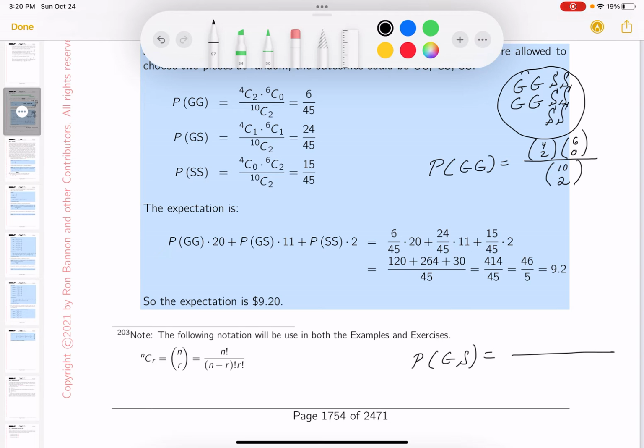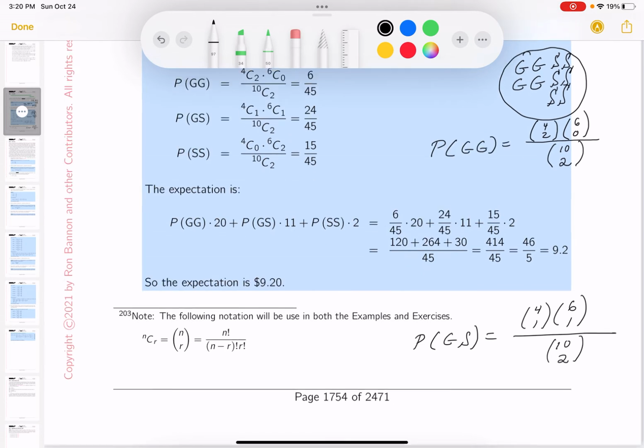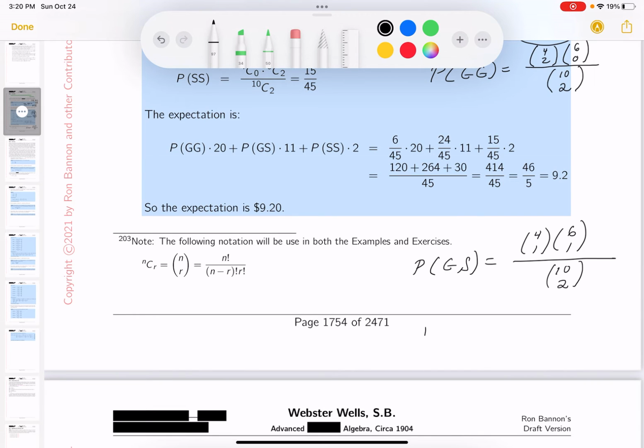Well, there's still 10 things in the bag, and I'm going to grab 2 from the bag. From the gold coins, which are 4, I pick 1. And from the silver coins, which are 6 coins, I'm picking 1. I got that over there, and we'll compute that a little later. What's the other one going to be? The probability of a silver.